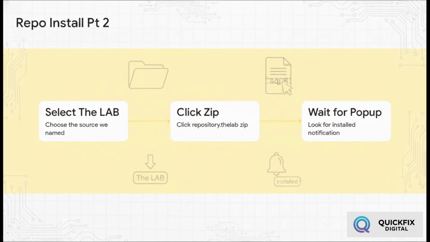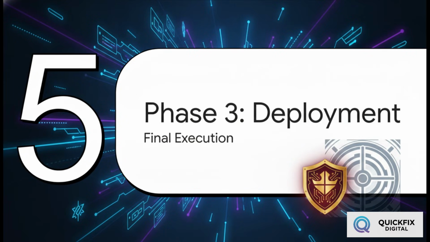Inside, you'll see a zip file. Click repository.thelab-25.3.27 zip to kick off the actual installation. And now, just take your hands off the controls for a second, wait a few moments, keep your eyes on the top right corner of your screen, and wait until you see that visual confirmation pop up that says TheLab Repository installed. All right, on to Phase 3, add-on deployment.